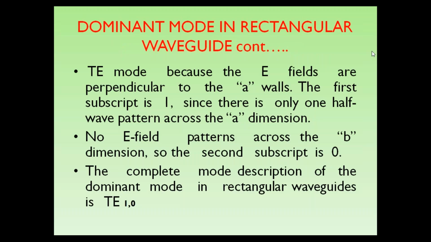The dominant mode in a rectangular waveguide is determined by the electric fields that are perpendicular to the walls A, and the first subscript is 1, since there is only one half wavelength pattern across the A dimension and there is no E field pattern across the B dimension, so the second subscript is always 0. So that's what m is equal to 1 and n is equal to 0. So the complete mode description of the dominant mode in a rectangular waveguide is TE10.